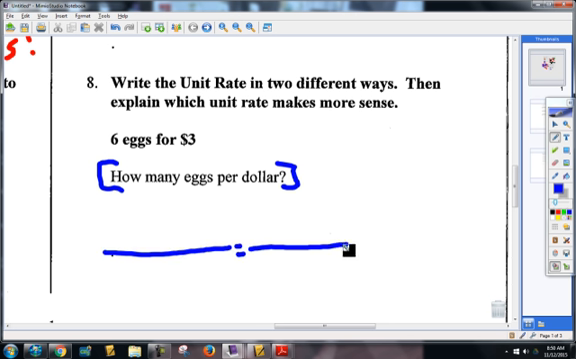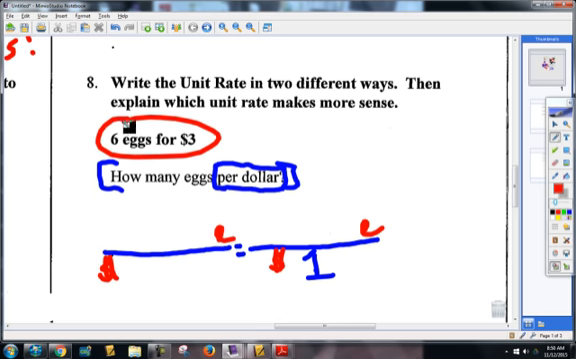You had to have a proportion for number 8, first of all. Now, if I know that 1 always goes there, and it says per dollar, what does that mean my label is going to be on the bottom? It's going to be dollars. So that means dollars on the bottom, eggs on the top.